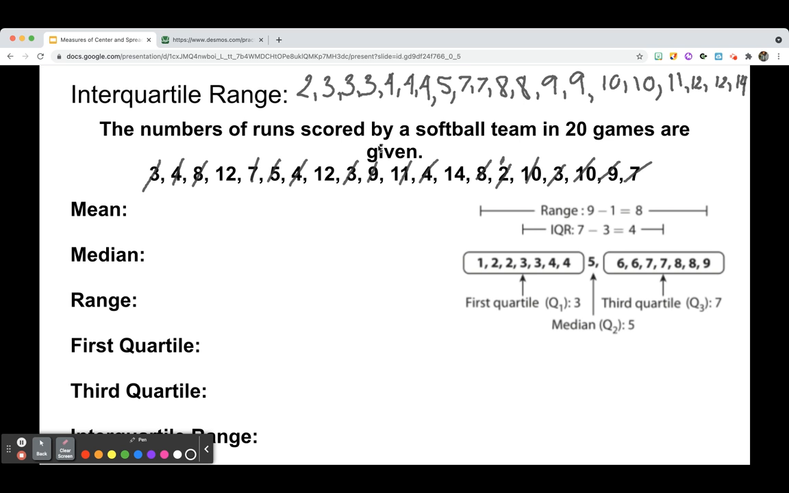Okay, that's a lot of numbers, and I should have 20. 8, 9, 10, 11, 12, 13, 14, 15, 16, 17, 18, 19, 20. Yep, because there were 20 games, so I knew I should have 20 numbers. Okay, so the mean is going to be adding all those together and then dividing by the total amount of numbers that there are, and that is 20.